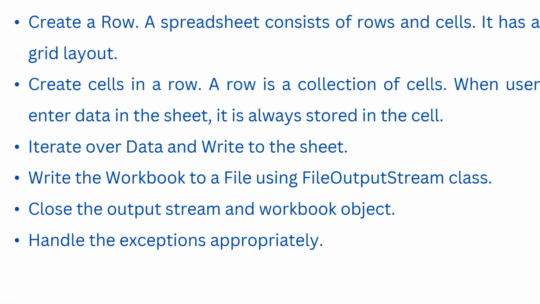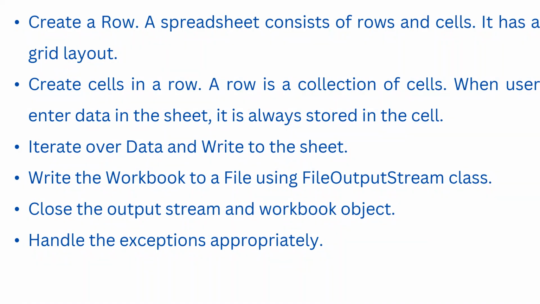Then as the next step, the user needs to create a row. A spreadsheet consists of rows and cells. It has a grid layout. Once a row is created, for that particular row the user can create cells. A row is a collection of cells. When the user enters data in the sheet, it is always stored in the cell. After that, once your row and cells are created, the user needs to iterate over the data and write it to the sheet.